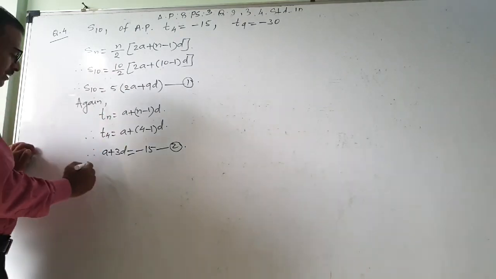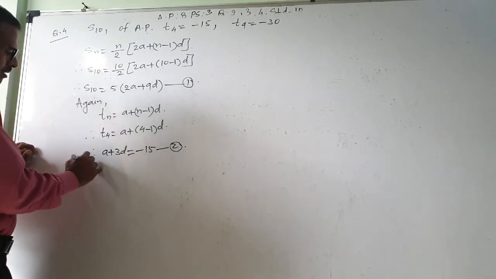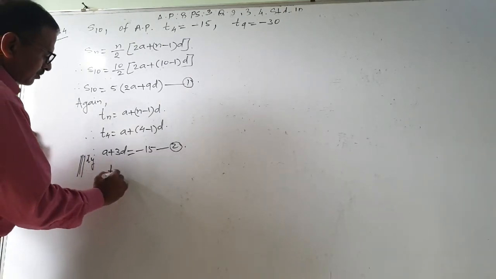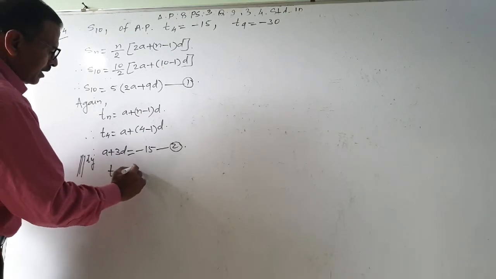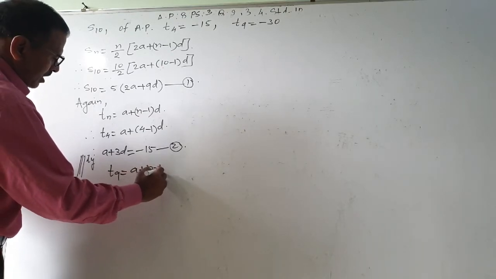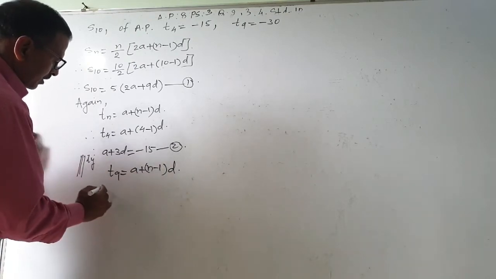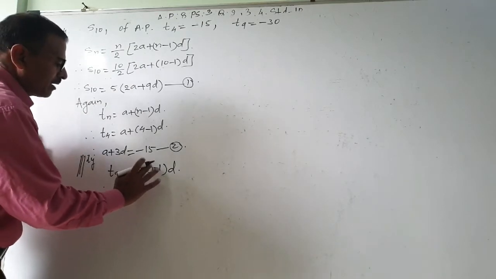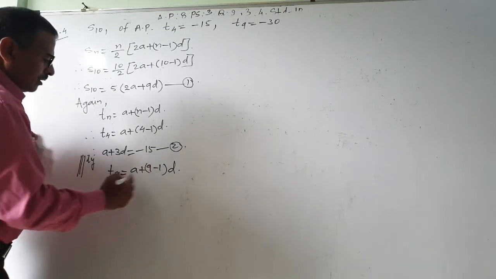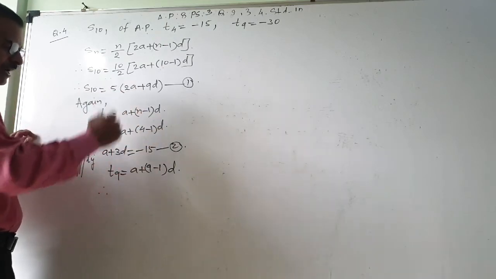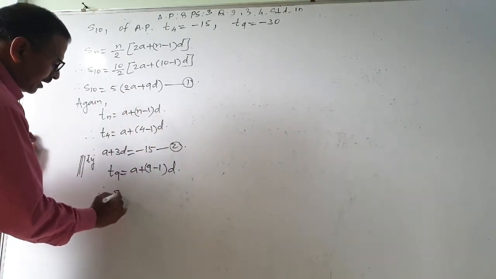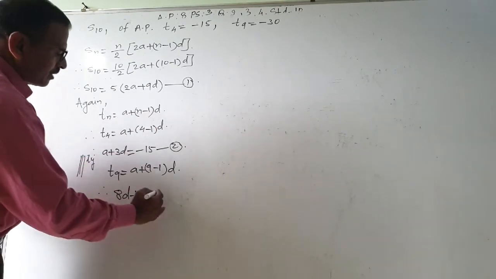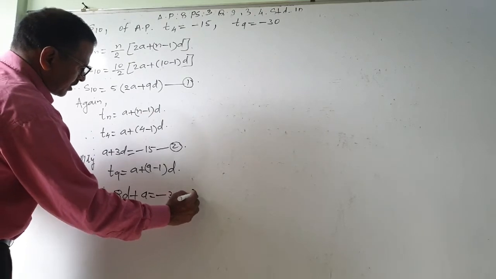And the T9, similarly. What do I know? T9 is equal to a plus n minus 1 into d. Therefore, T9 is how much? Minus 30. So here I will write minus 9. T9 I am writing, n value I will be writing 9. 9 minus 1 is 8d. 8d plus a is equal to T9, which is minus 30. This is equation number 3.